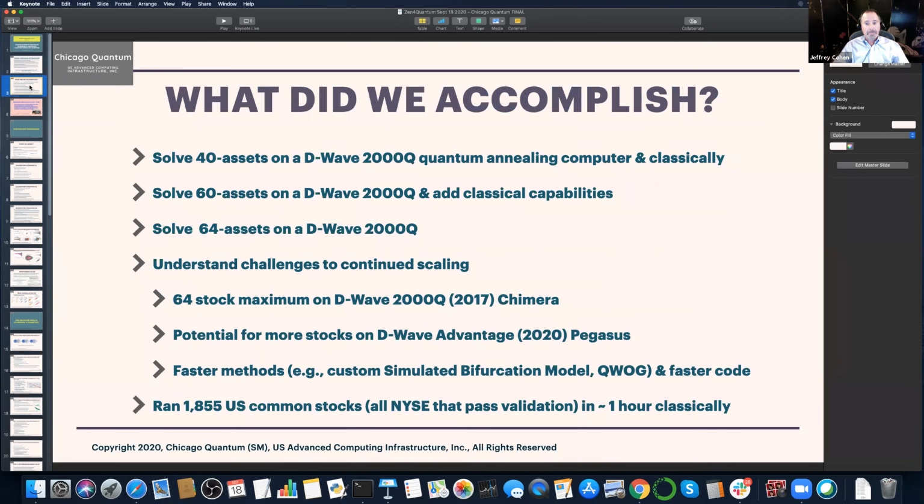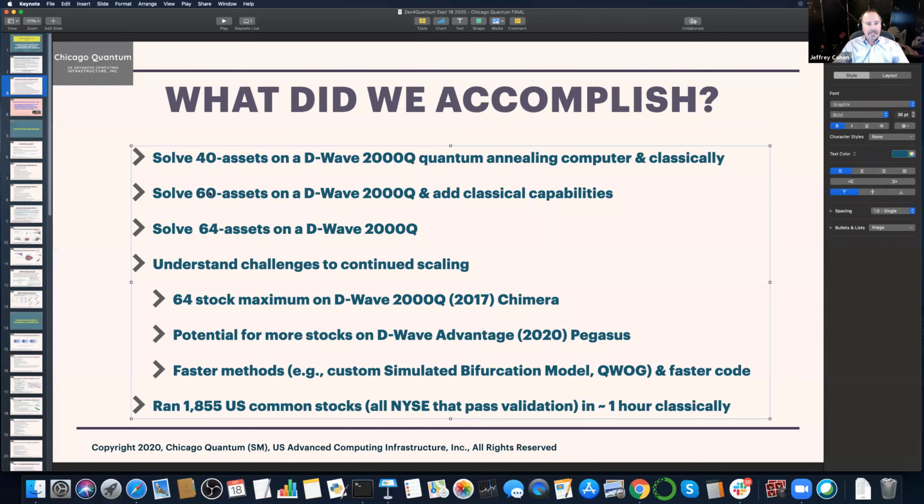So what did we accomplish? Again, 40, 60, 64. What's interesting now is we need, in order to scale, so we understand the scale challenge. So 64 stocks is great for a typical investor, but maybe not for a Fidelity or a Vanguard. They want to run a couple thousand stocks. So we can't do it on the Chimera. We might be able to get to a few hundred on Pegasus, the new D-Wave.